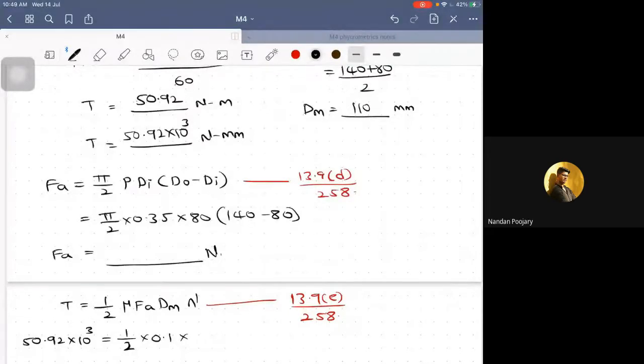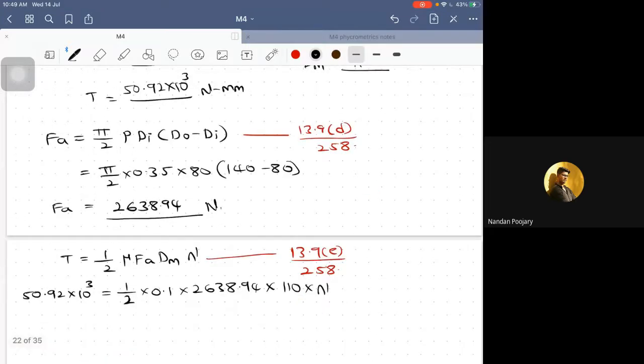Okay, 2638.94. The same thing I will enter here. Now substitute all the things and calculate n dash from the torque equation, into mean diameter 110 cross n dash.